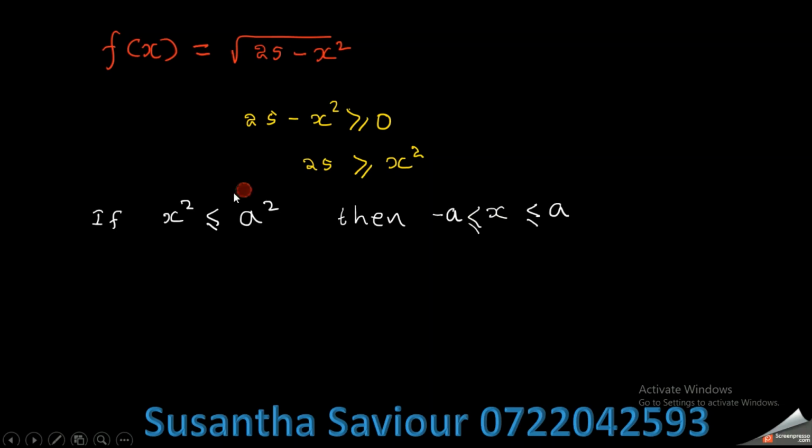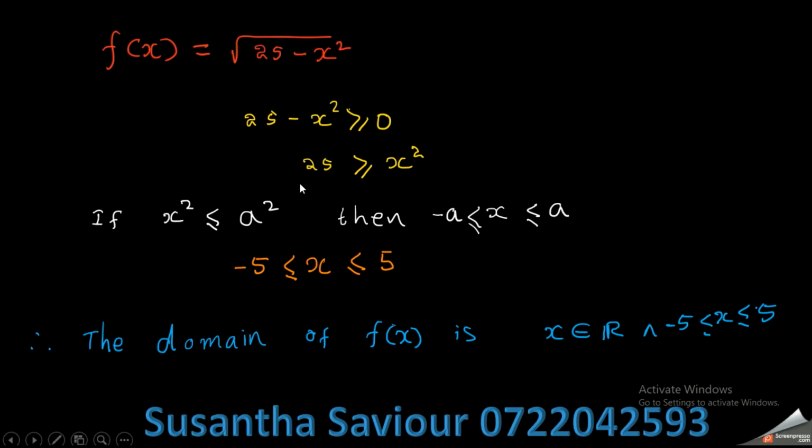Now again, we will use a different technique to find the values of x. We know that if x squared is less than or equal to a squared, then x is in between minus a and plus a. This is a theorem, we can make use of it, right? Therefore, when you apply it here, we will see that x is in between minus 5 and plus 5. Therefore, the domain of our function is x belongs to R and x is in between minus 5 and plus 5. Let's move on to another example.